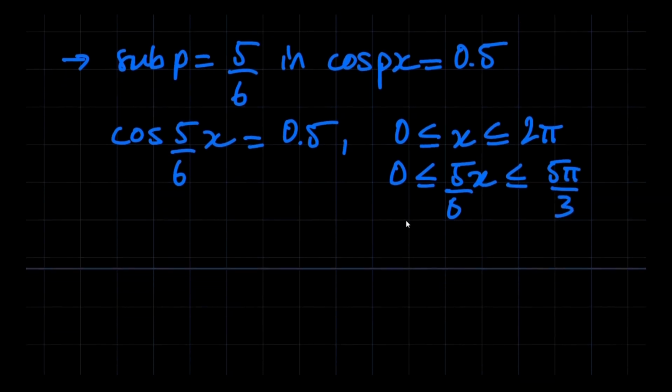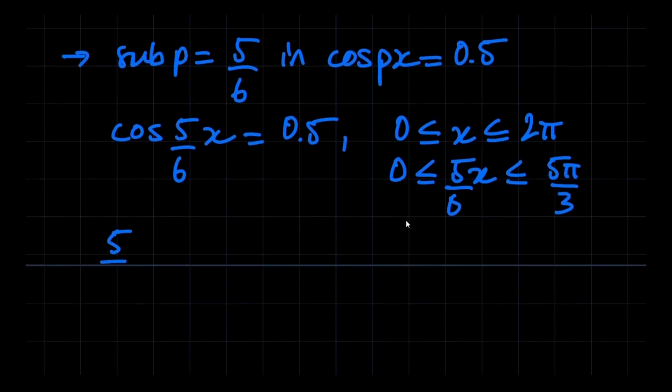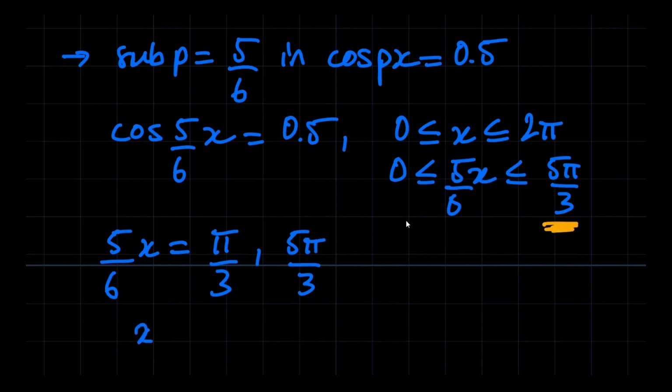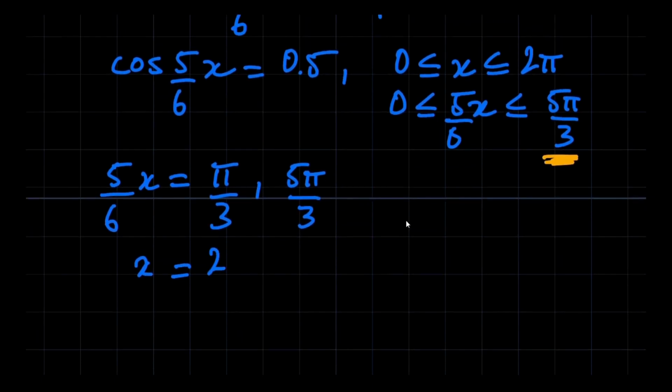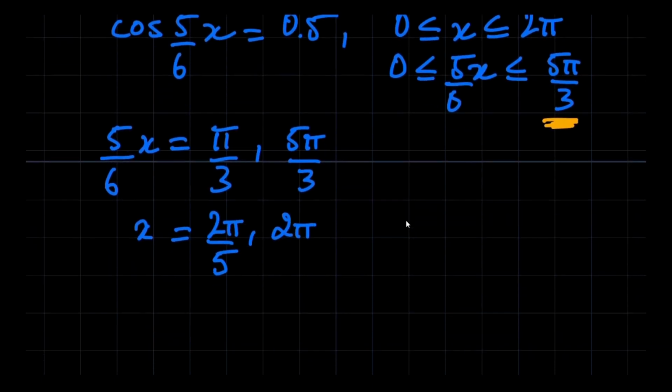From here we can write 5 on 6x equal pi on 3 and 5 pi on 3. So 5 pi on 3 here is our limit of the domain, so there's no more answer that we can find for 5 on 6x. So x here would equal 2 pi on 5 and 2 pi.